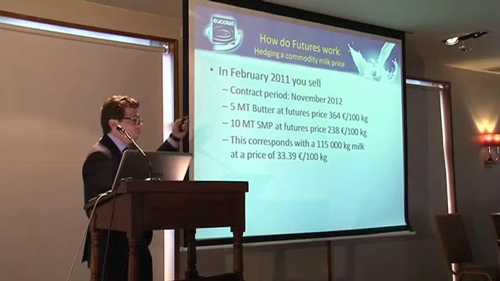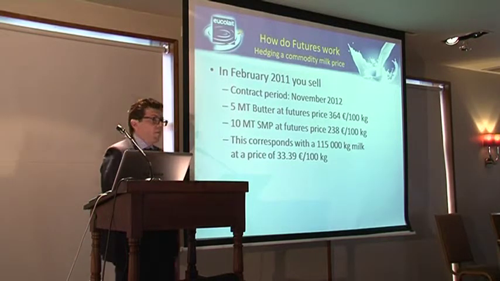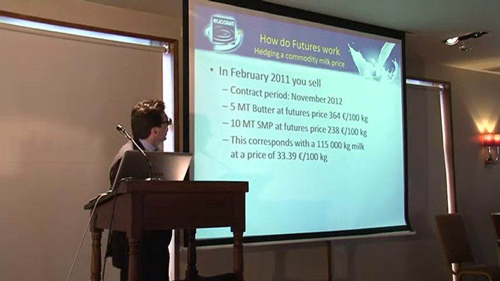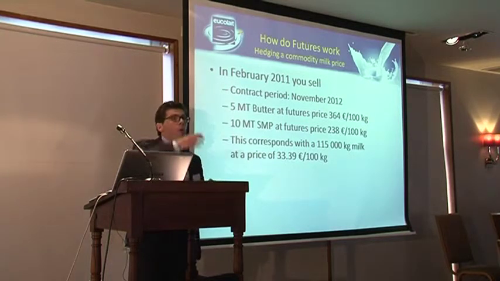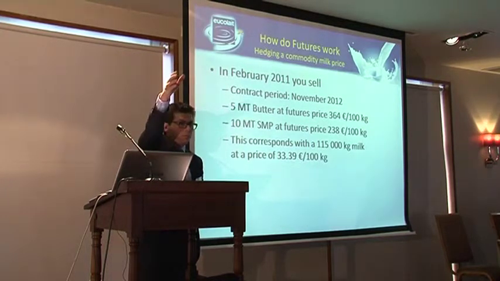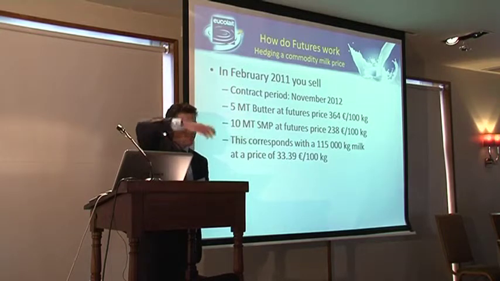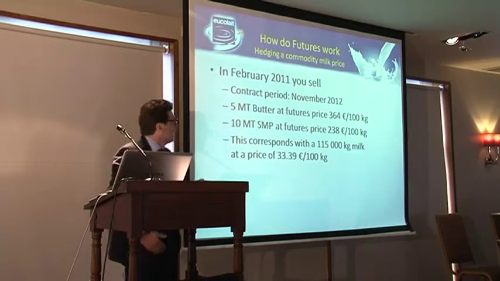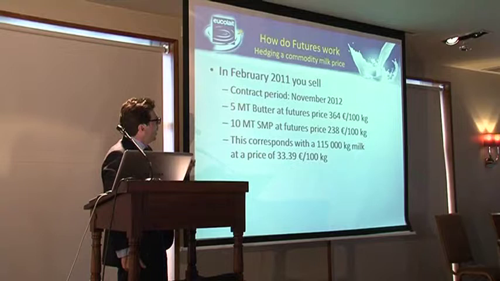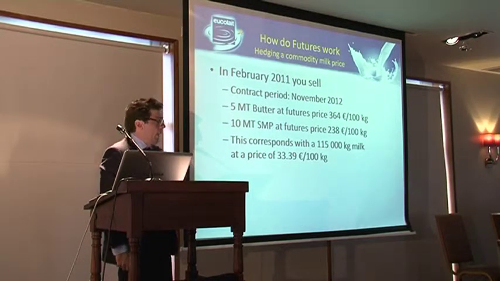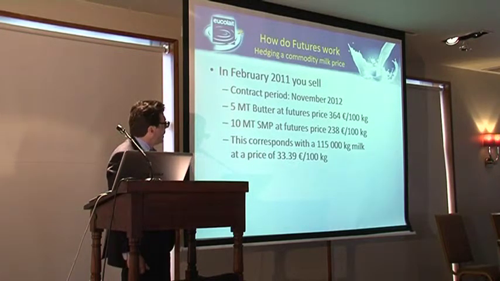I made an example with some figures whereby you would trade, and that's a fictitious example. Let's say that we are today, February 2011, and we want to hedge November 2012. That's very ambitious. That means that you can already hedge more than 18 months down the road. What can you do? And I looked at the actual prices that were realized in that period.